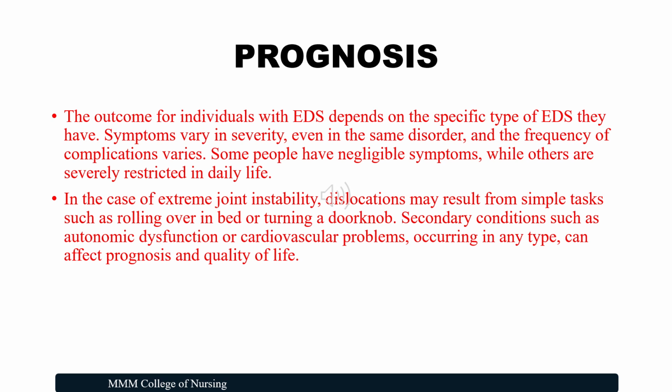In case of extreme joint instability, dislocations may result from simple tasks like rolling over in bed or turning a doorknob. Secondary conditions like autonomic dysfunction or cardiovascular problems can occur in any type and affect the prognosis and quality of life.